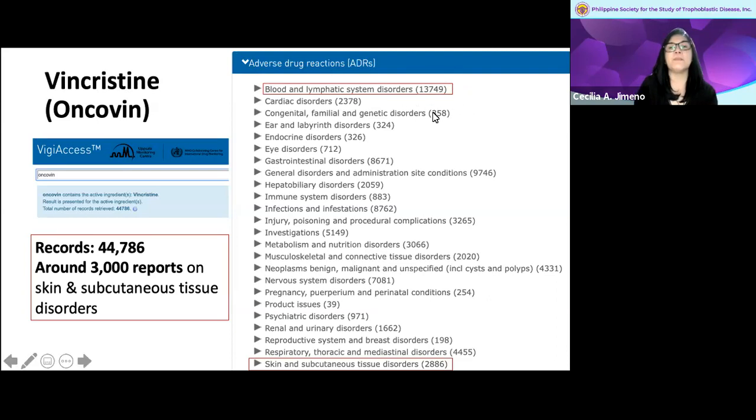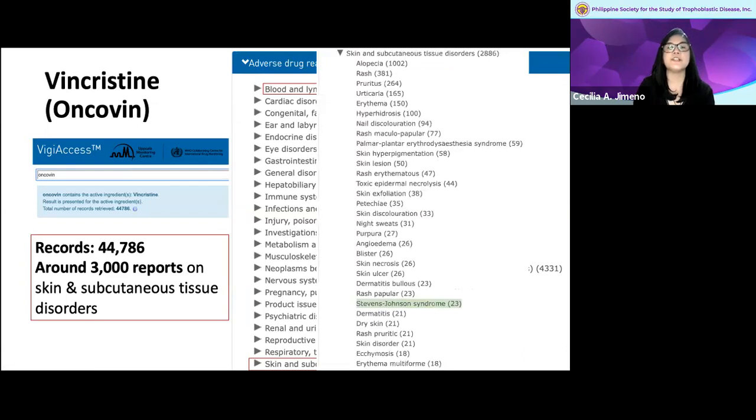vincristine are actually the blood and lymphatic disorders. But again, you appreciate that there are nearly 3,000 reports on skin and subcutaneous tissue disorders, and the most common of which actually is alopecia, which our previous lecturer has also emphasized. And again, Stevens-Johnson's and TEN and bullous disorders are also associated with it.